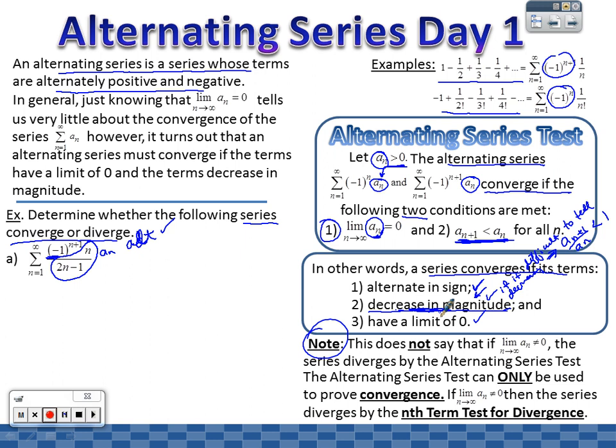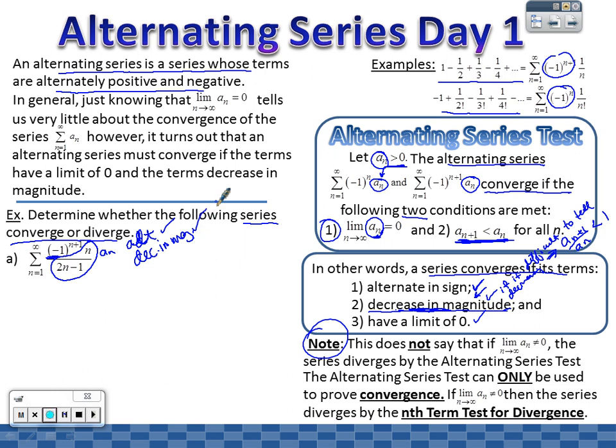If I put a 1 in here, I get 1 over 1. If I put a 2 in here, I get 2 over 3. Okay, that's definitely less than 1. If I put a 3 in here, what is that going to give me? 3/5. So it looks like it is decreasing. We're going to say it's decreasing in magnitude.